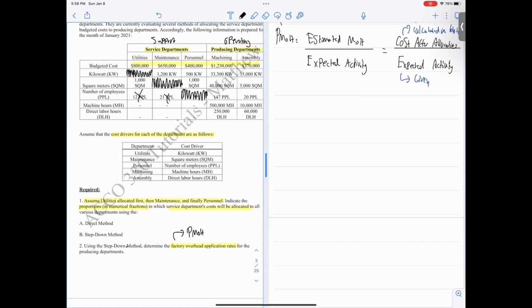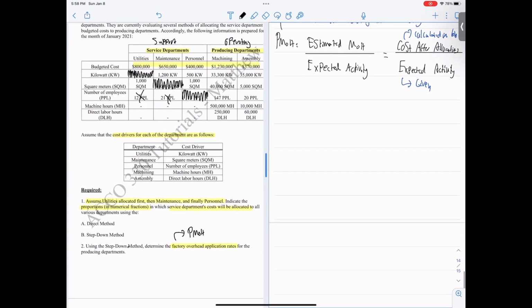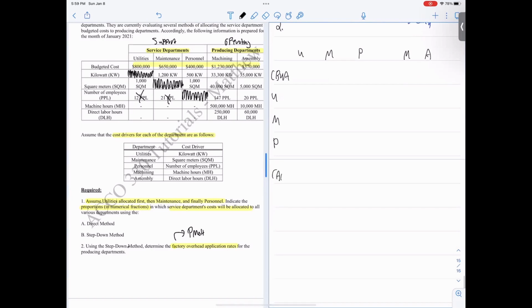Okay, guys? Because when you prepare your cost allocation table, you're going to be building it like this from now on so you can calculate your predetermined overhead rate easily. So first off, guys, we have utilities, maintenance, personnel, then machining, assembly. Then we have cost before allocation. Then we have utilities, maintenance, personnel, cost after allocation.